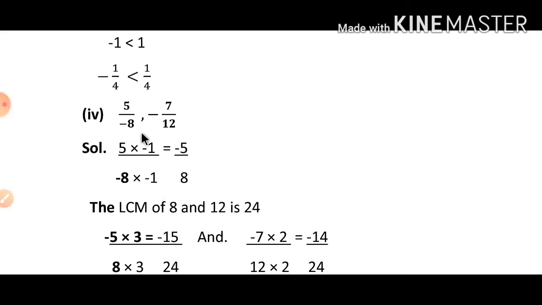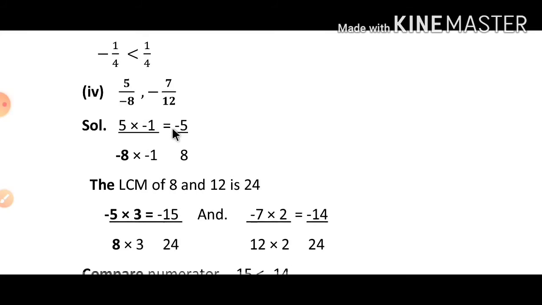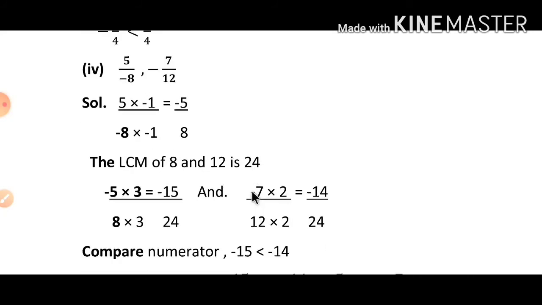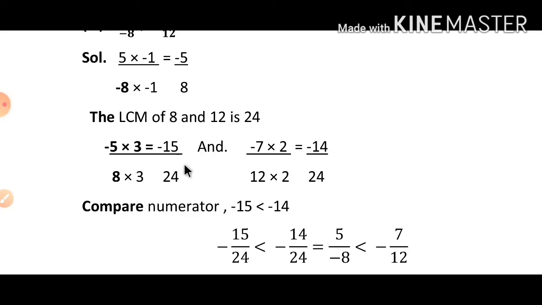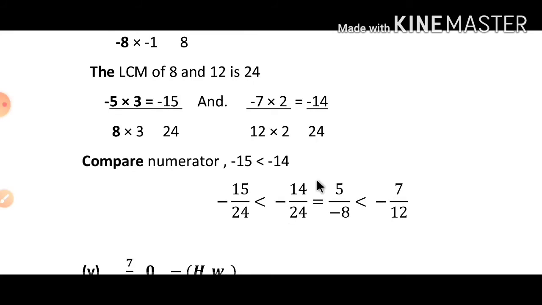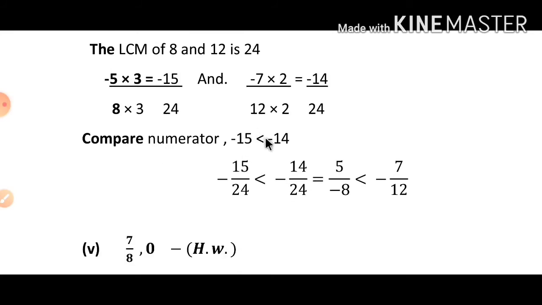Then the fourth one, 5 by minus 8 and minus 7 by 12. Again you can see that here the denominator is negative, so first we'll change it into positive by multiplying by minus 1 in both numerator and denominator. So 5 into minus 1, minus 5, and it is minus 5 upon 8. As the denominators are not equal, first we have to make the same denominator. For that we have to take the LCM. So the LCM of 8 and 12 is 24. If we change into the same denominator, the answers will be minus 15 upon 24 and minus 14 upon 24. Now compare the numerators. If we compare, we can see that minus 14 is greater than minus 15.